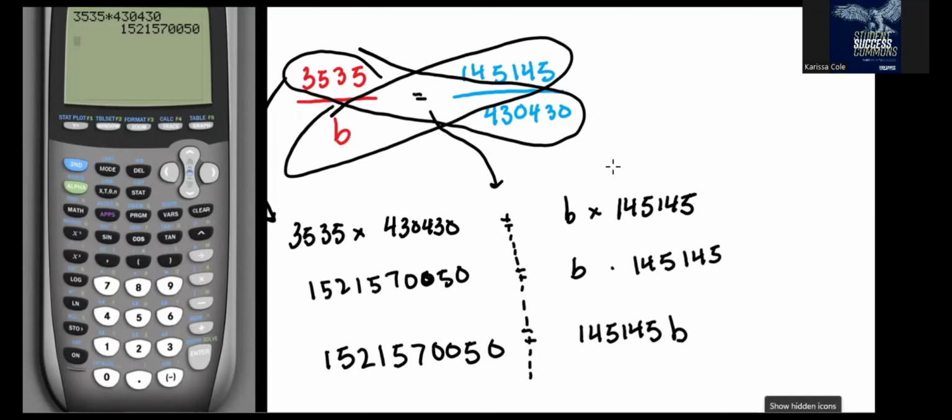Personally, I try to avoid using the X because my handwriting is not fabulous and I might confuse myself and forget that it's not an X, it's a times. But use whatever works for you.